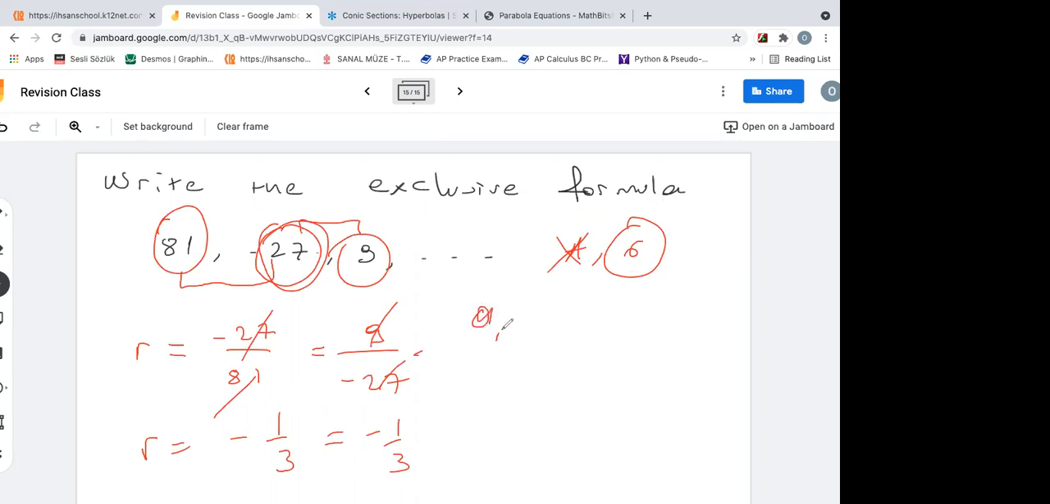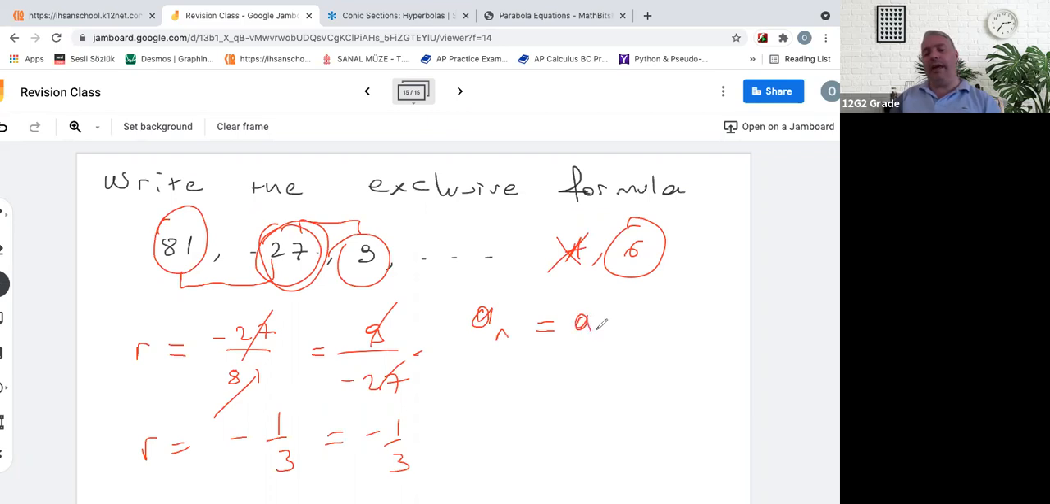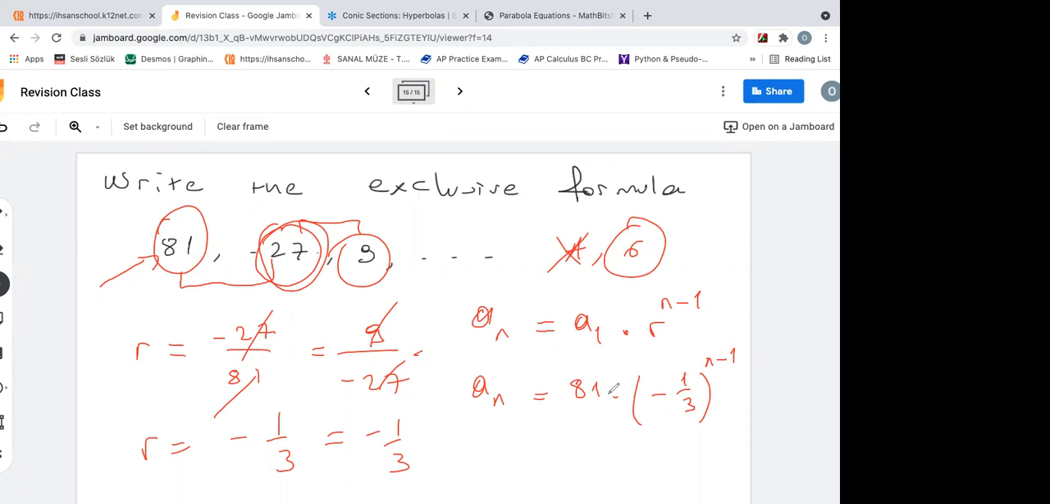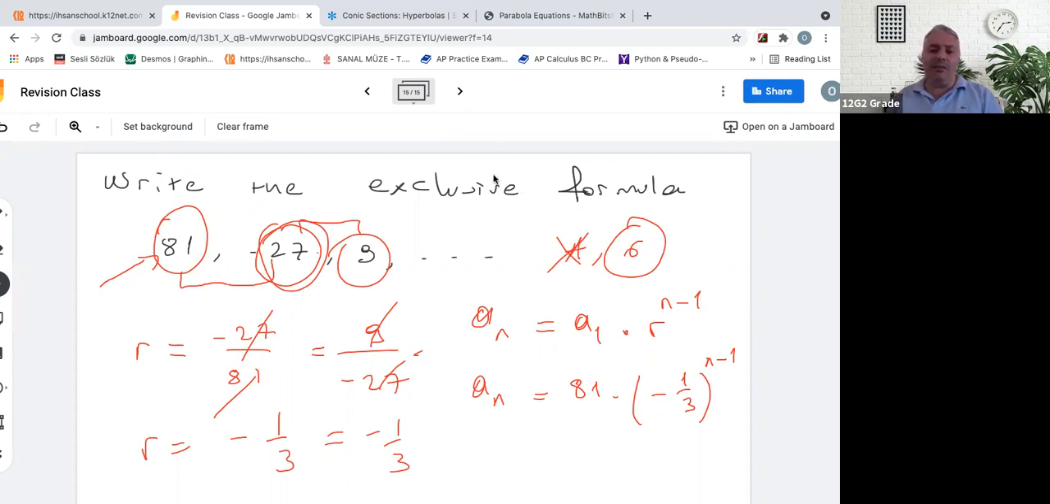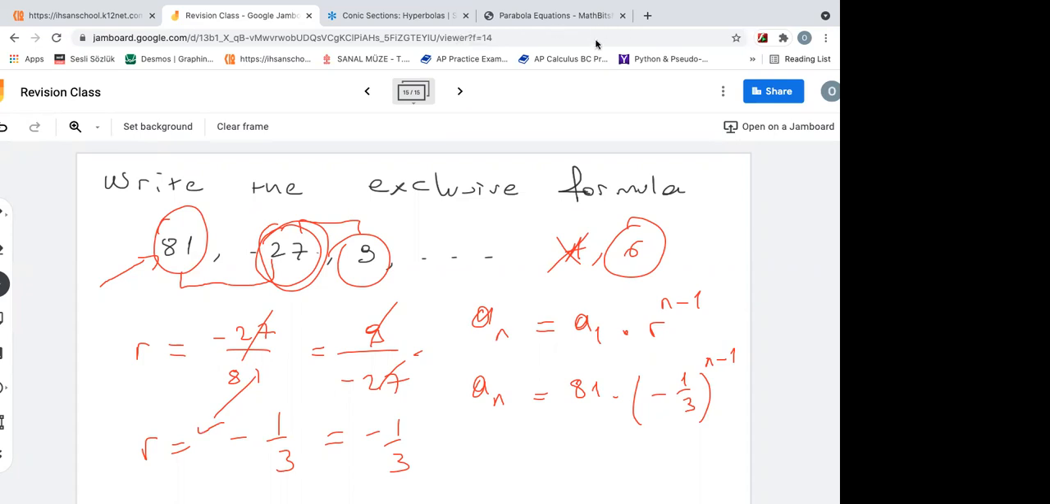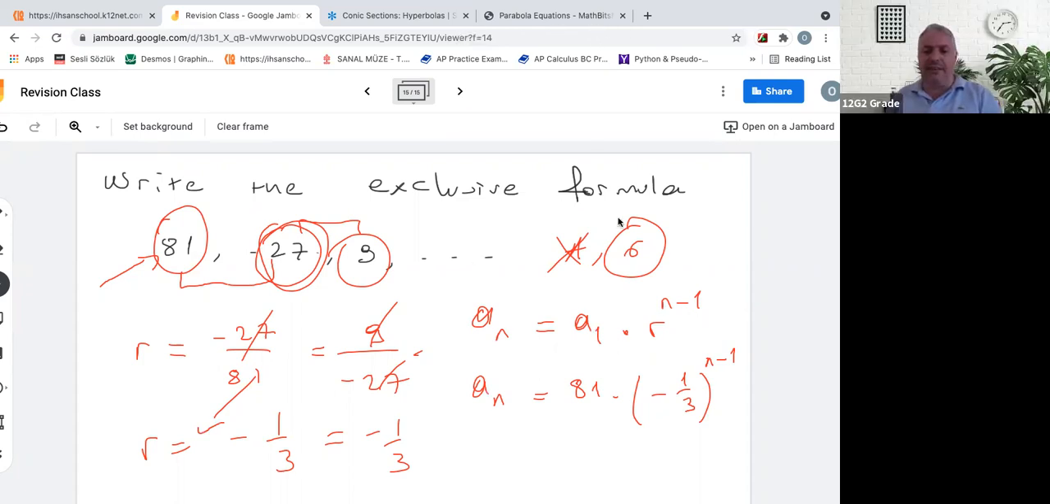What is the rule? AN is equal to A1 times R to the power of N minus 1. This is the rule. So AN is equal to A1, which is given, the first number, 81, times R, which is given, negative 1 over 3, to the power of N minus 1. Okay? So this is the explicit formula, the normal formula. What is recursive? This one. Sir, again, one is explicit, one is recursive, I got confused. This is the explicit formula.